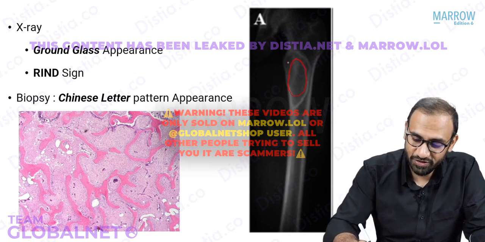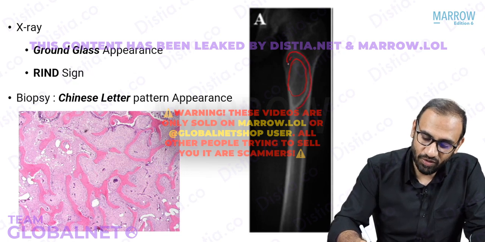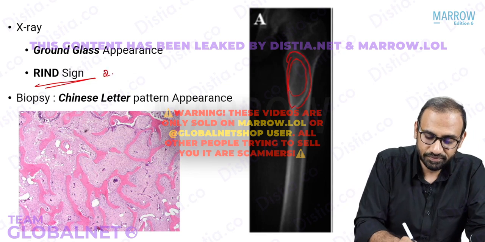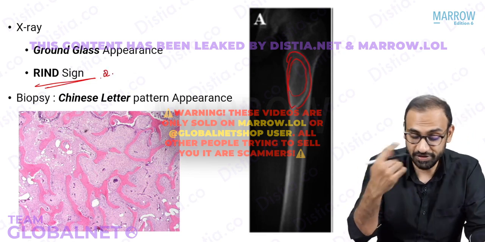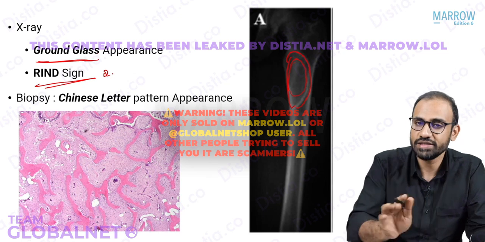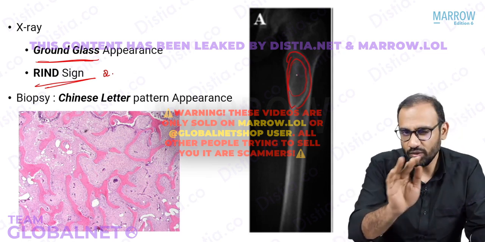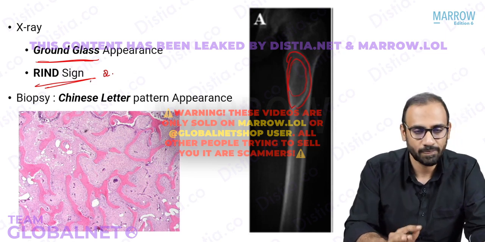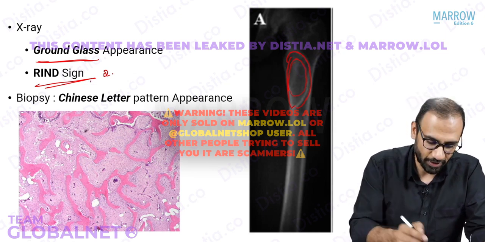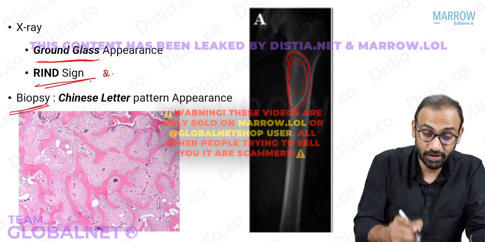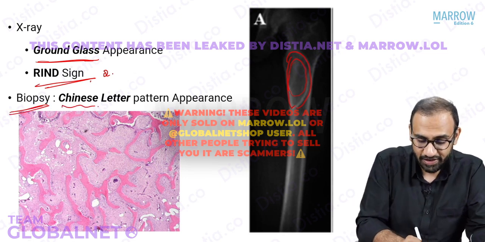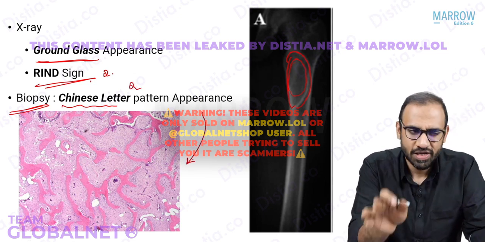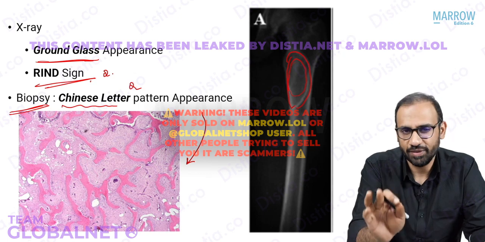And this will give you an appearance of a dense ring around lucency or haziness. This has been described as Rind sign. And this lucency and haziness has been described as ground glass or hazy appearance. So centrally there will be ground glass or hazy appearance surrounded by a dense sclerotic rim, that is Rind sign. Those are the radiological features. On biopsy, what will you find? Classically, the word is Chinese letter pattern appearance. Okay, direct MCQ. Chinese letter pattern appearance is seen in fibrous dysplasia.